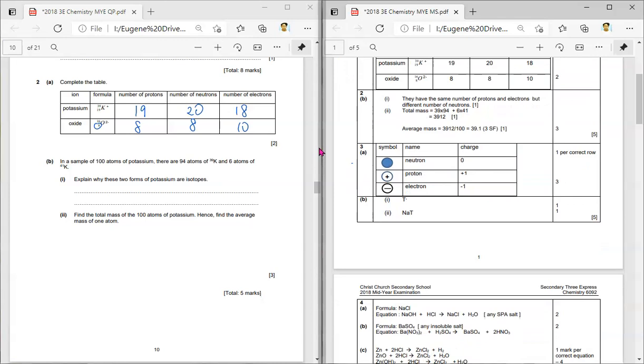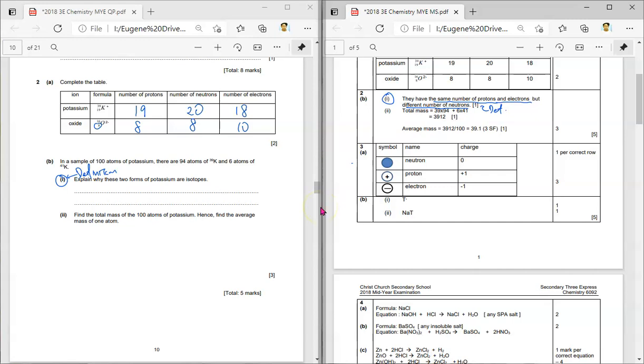In 100 atoms of potassium, there are 94 atoms of K-39 and 6 atoms of K-41. These two are isotopes. What exactly are isotopes? Why are these two forms isotopes? It's a definition type of question. The answer is they have the same number of protons, which means they're the same element, and the same number of electrons, but a different number of neutrons. You need to take note of this. This is just a definition question, not very difficult, but most people always forget the definition.